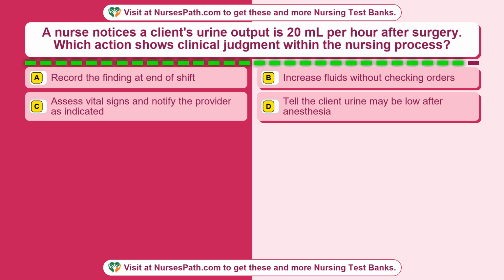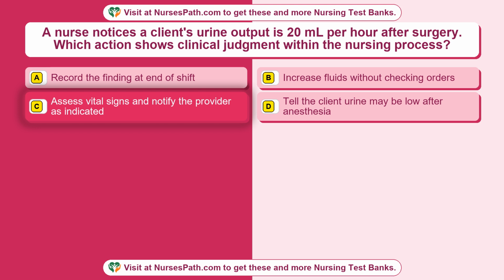Question 12. A nurse notices a client's urine output is 20 ml per hour after surgery. Which action shows clinical judgment within the nursing process? Option A, record the finding at end of shift. Option B, increase fluids without checking orders. Option C, assess vital signs and notify the provider as indicated. Option D, tell the client urine may be low after anesthesia.